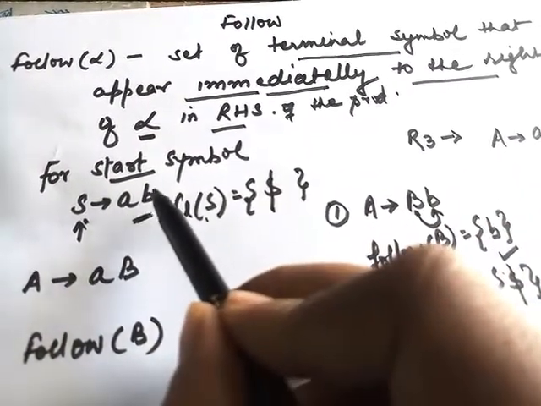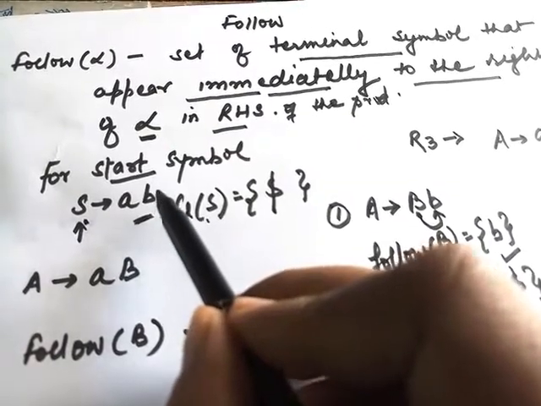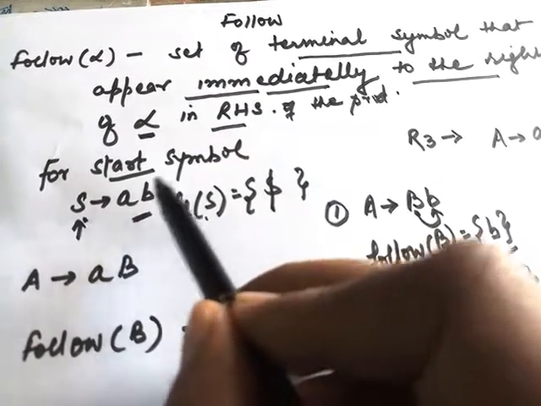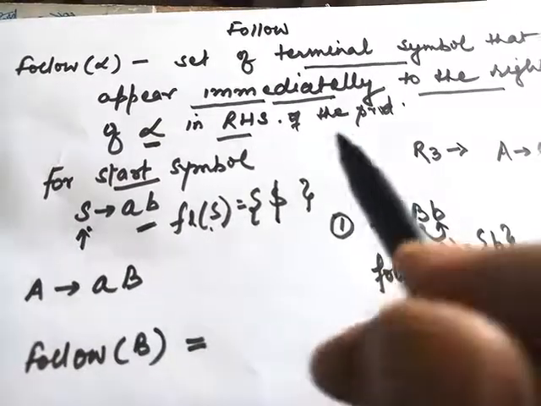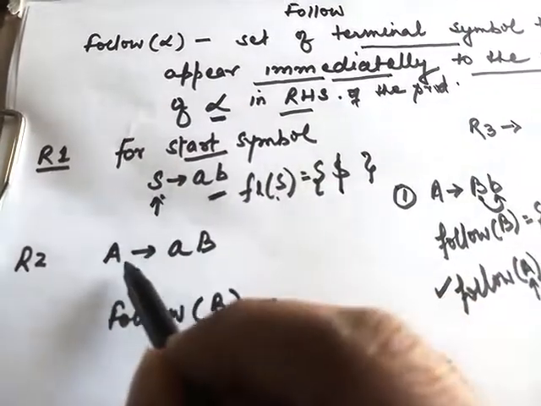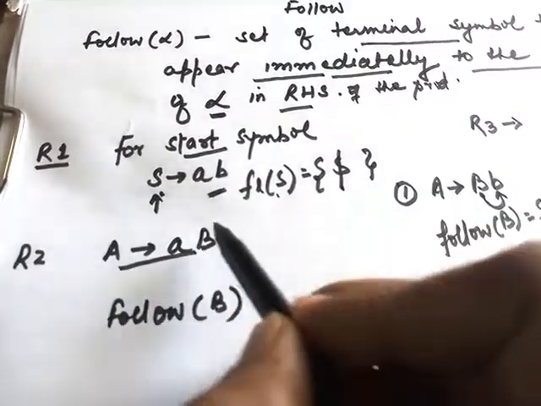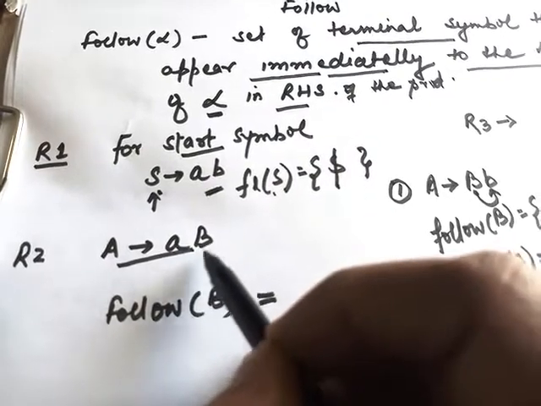Now if it has S on the right hand side also, we have to see what is the follow of that S. So we'll take some examples. The rule number 2 is this one. If... what is the follow of B?